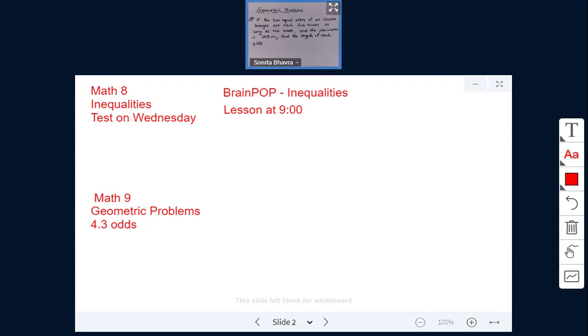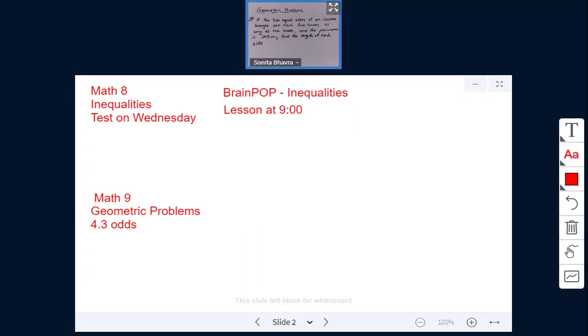So today's lesson is on geometric problems, and usually with these, we'll be working with some sort of shape. We'll need to figure out sides, or we need to figure out angles. So usually it's a good idea to start by making a diagram.